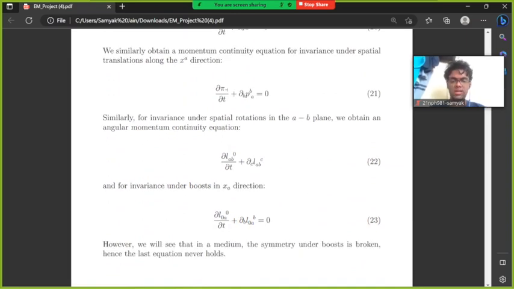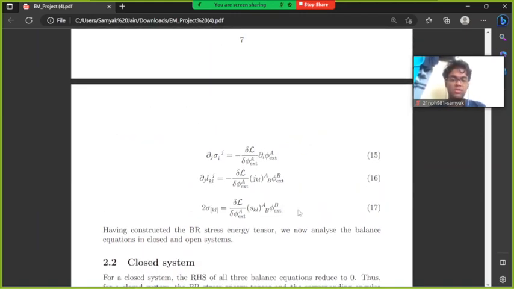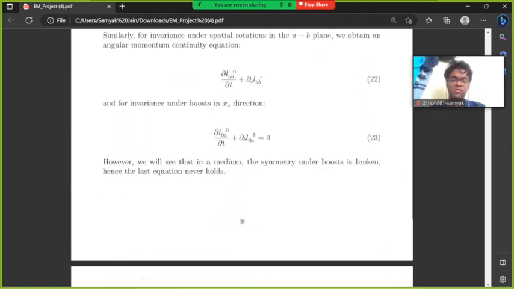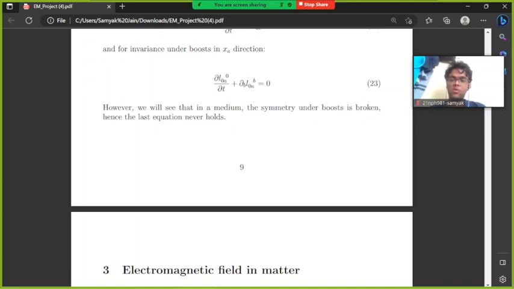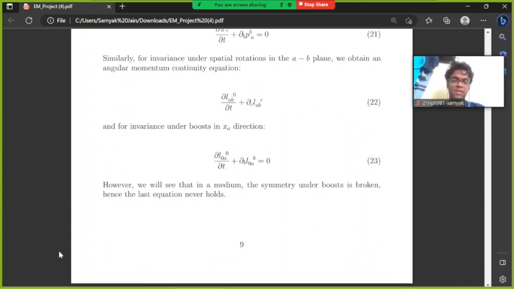Similarly, the last case we will consider is if the fields are invariant under boosts in a particular direction, say XA. In that case, we need to take the 0A component of the angular momentum balance equation, equation number 16. And under this, the equation is simply equation number 23. However, unlike the previous three equations, this does not have any physical significance. We will further see that in a medium, the symmetry under boosts is broken, so this equation will never hold anyway. With this, we've set up a Lagrangian formalism that we'll use further in the paper.